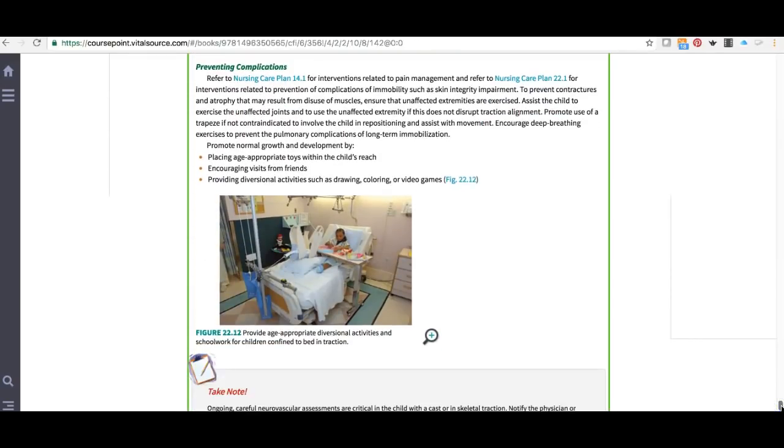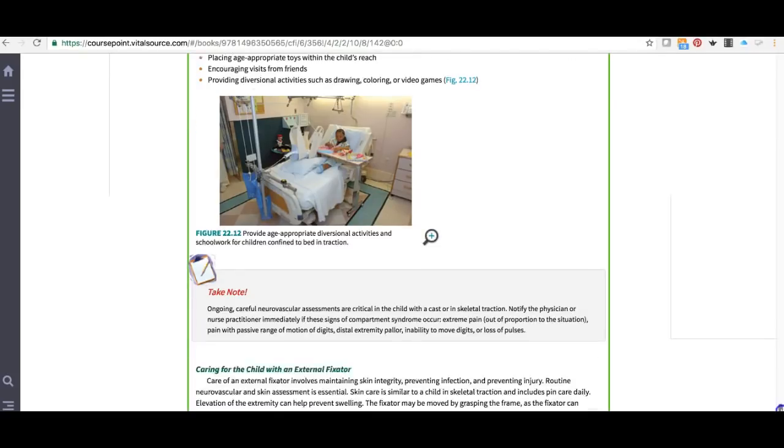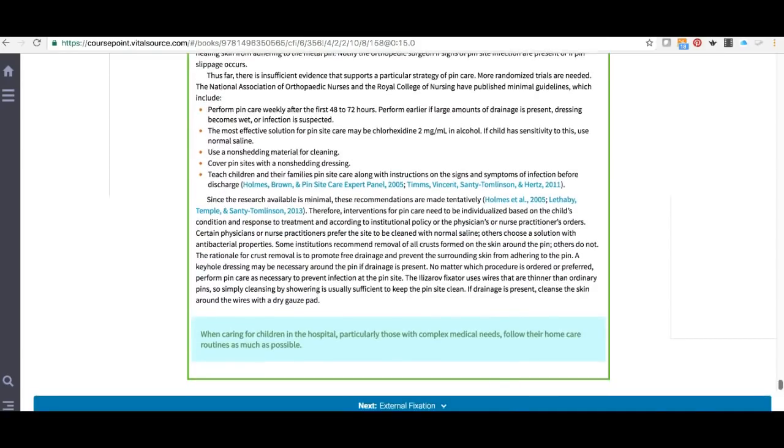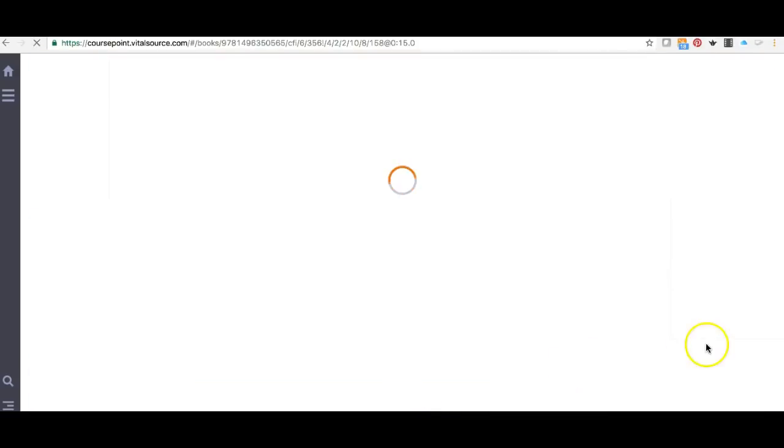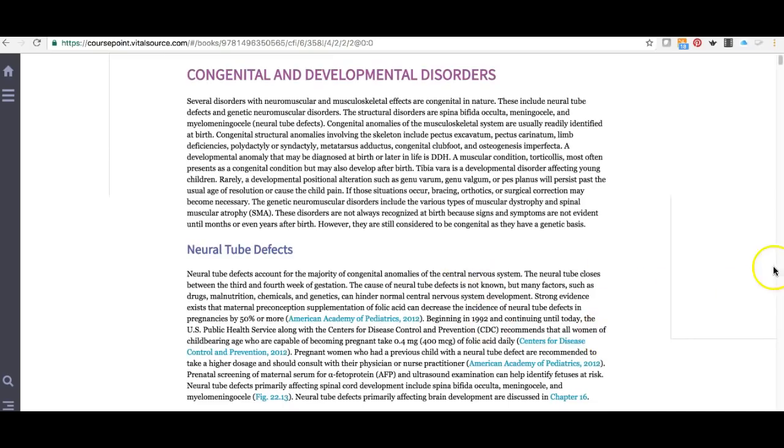Preventing complications. Constipation is a complication. Pneumonia is a complication. All part of the care plan. Okay. All right. External fixation. You'll see that's the halo traction. Okay. All right. Neural tube defects.